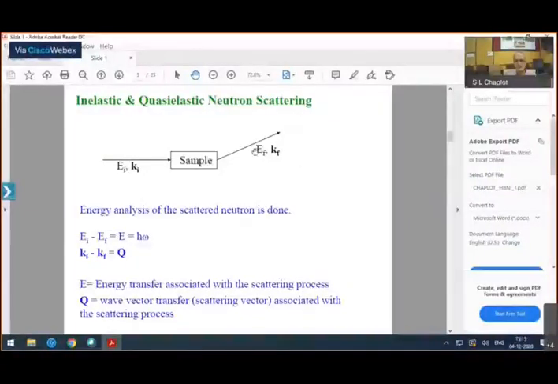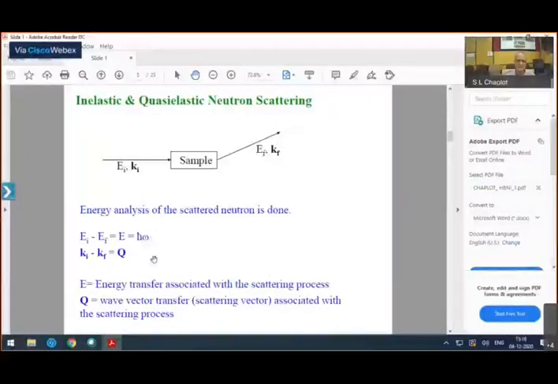Once you do the energy analysis, you don't assume that the energies EI and EF are equal, but you look at the energy difference. This difference can also be represented as H cross omega, omega being an angular frequency. Here I'm not implying that it is an excitation or anything. It is just writing energy in terms of H cross omega. And Ki minus Kf is the wave vector transfer. So E is the energy transfer associated with the scattering process, and Q is the wave vector transfer associated with the scattering process.